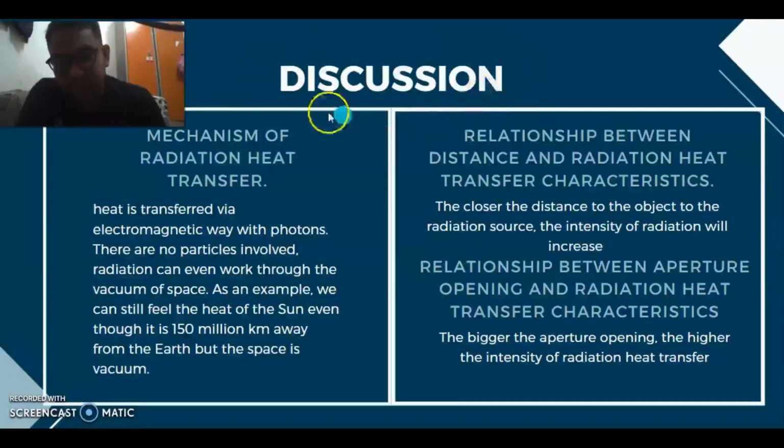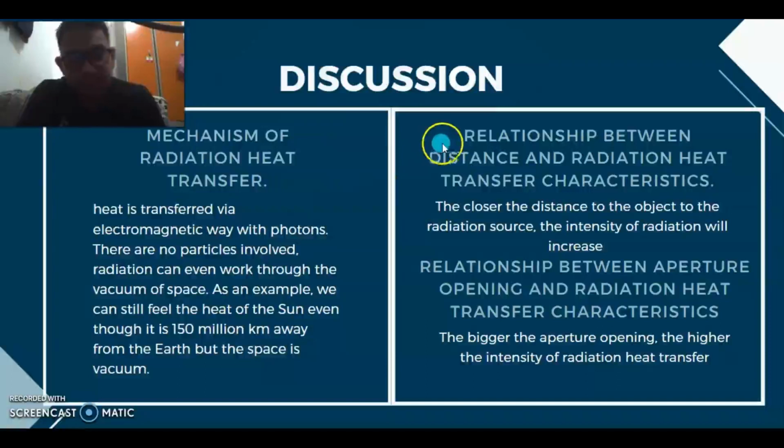The next part is about the discussion in this experiment. Firstly, the mechanism of radiation heat transfer. Radiation heat is transferred via electromagnetic waves with photons. There are no particles involved. Radiation can even work through the vacuum of space. As an example, the heat from the sun can even reach the earth over 150 million kilometers, but in space there is no air, it is a vacuum.